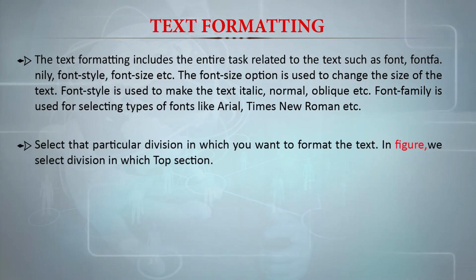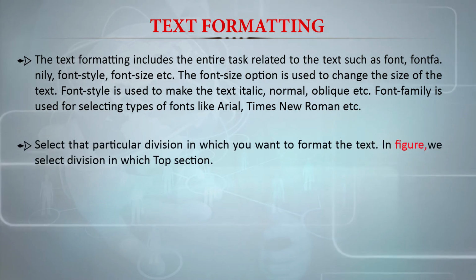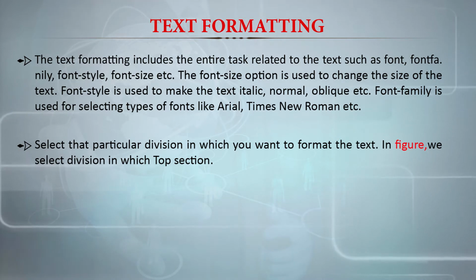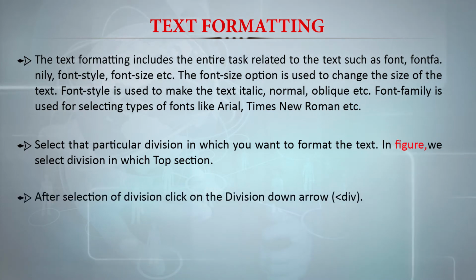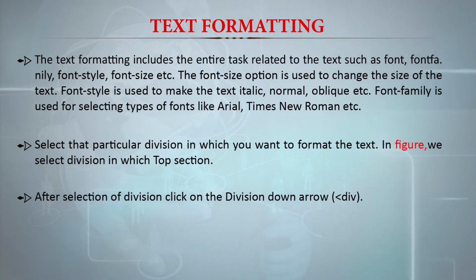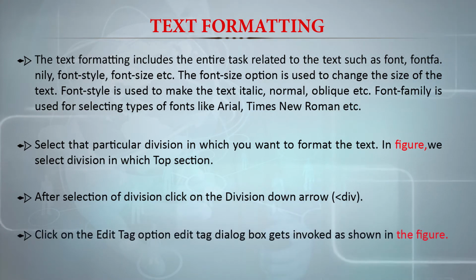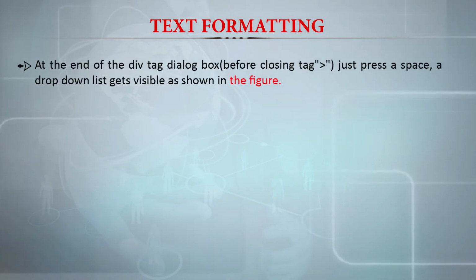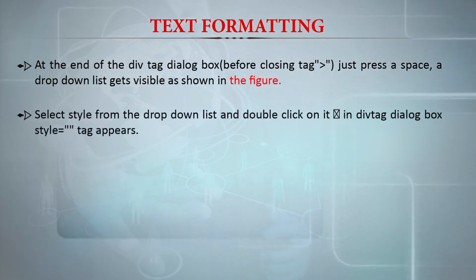Select the particular division in which you want to format the text, and in the figure we can select the division in which the top section resides. After selection of the division, we can click on the division down arrow. Click on the edit tag option again, the edit tag dialog box gets invoked, and at the end of the div tag dialog box just press a space. A drop down list becomes visible, and then select style from the drop down list and double click on it in the div tag dialog box, where the style equal to double quotes without space in between tag appears.